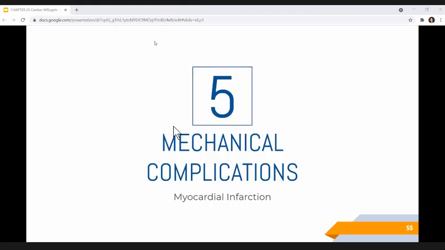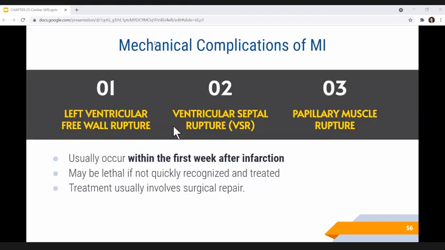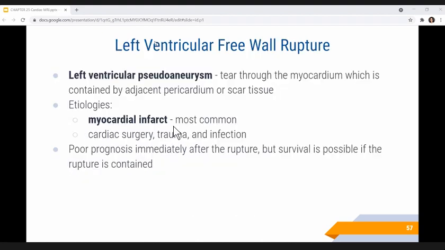Finally, for the mechanical complications of MI, there are three: the left ventricular free wall, ventricular septal, and papillary muscle rupture. And these are catastrophic mechanical complications. They usually occur within the first week after infarction and may be lethal if not quickly recognized and treated. A left ventricular pseudoaneurysm, also referred to as left ventricular free wall rupture, occurs when there is a tear through the myocardium that is contained by the adjacent pericardium or scar tissue. MI is the most common cause.